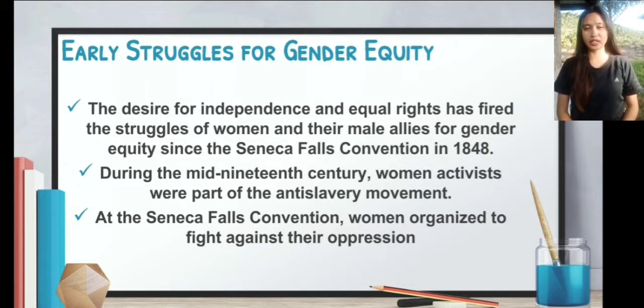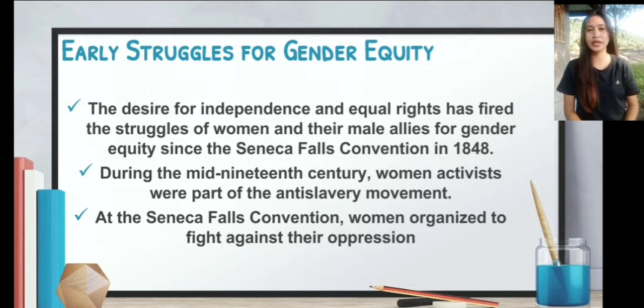During the mid-19th century, women activists were part of the anti-slavery movement. They were also attempting to raise public awareness about women's issues, such as the ability to divorce, own property, speak in public, avoid husband abuse, work, and vote.